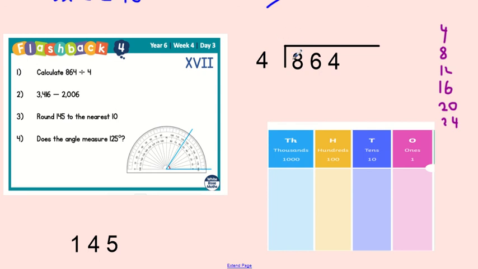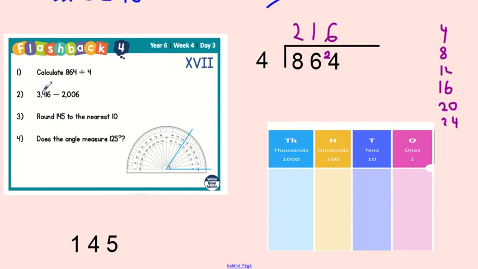Right, 8 into 4 goes twice. 4 into 6 goes once. And with how many remainders? 2. And 4 into 24 goes 6 times, 216. Okay, we're going to go straight on to question 2 then.